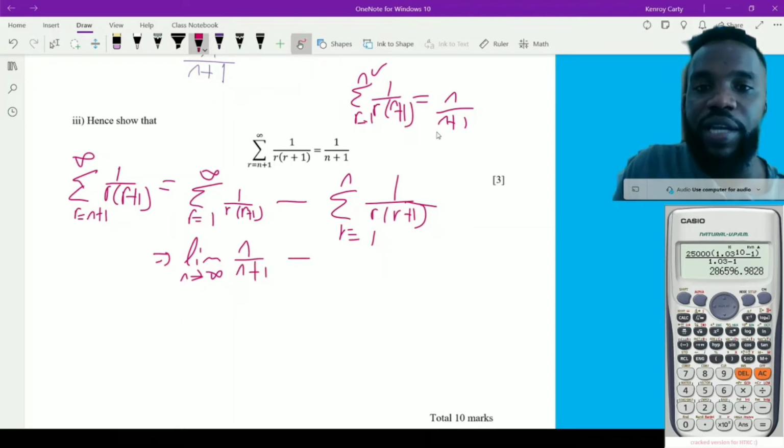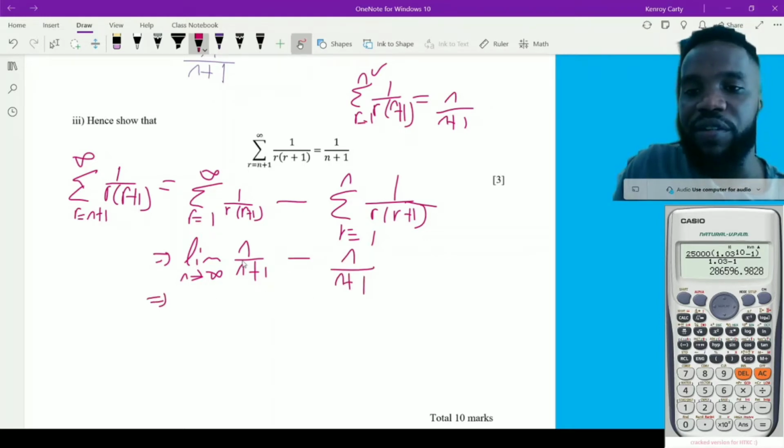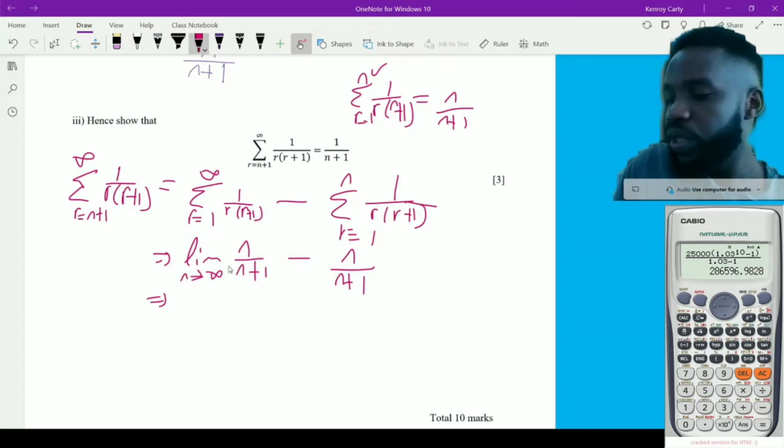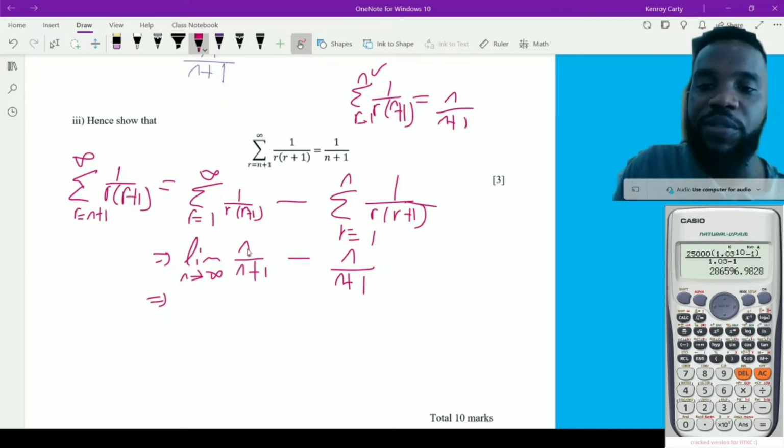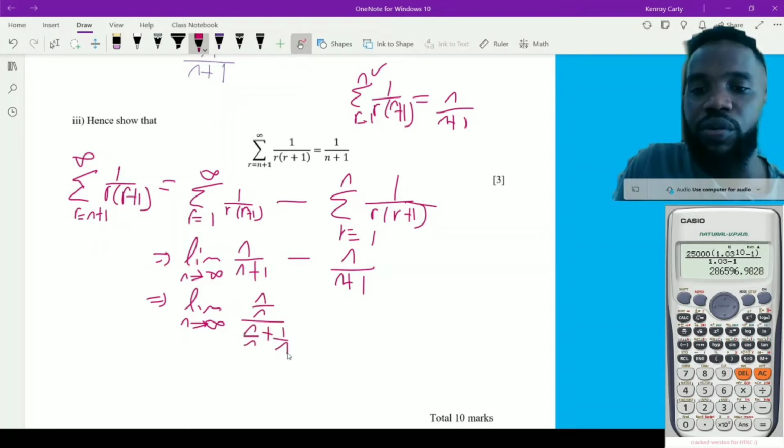Minus this one, the sum of this is really n over n plus 1. So I can plug that in, that's not a problem. Alright, now when evaluating a rational function to infinity, to evaluate that, we divide through by the highest power of the variable in the denominator first. So I'm going to have the limit as n tends towards infinity of n over n plus 1 over n. Alright? And minus n over n plus 1.